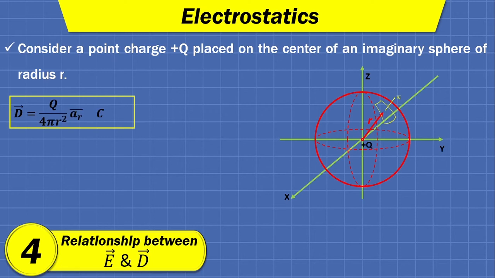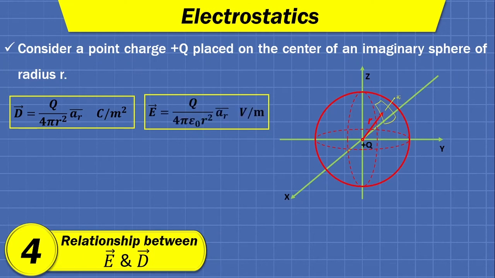We have also discussed that D bar for this case will be +q upon 4πr² ar bar. So the direction of flux density will be in the direction of the radius in the spherical coordinate system. For E bar, we have already derived this equation in our previous video. You can refer to that video if you want. Then E bar is equal to +q divided by 4πε0r² ar bar volt per meter or Newton per coulomb. Both are the units of field intensity.